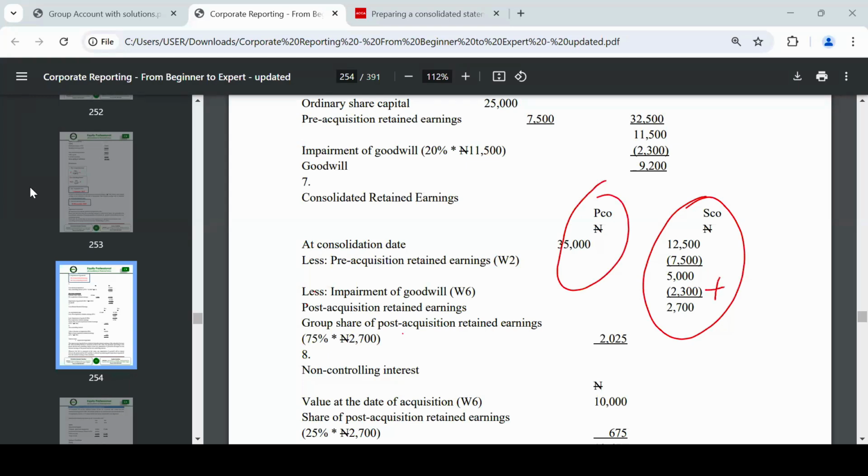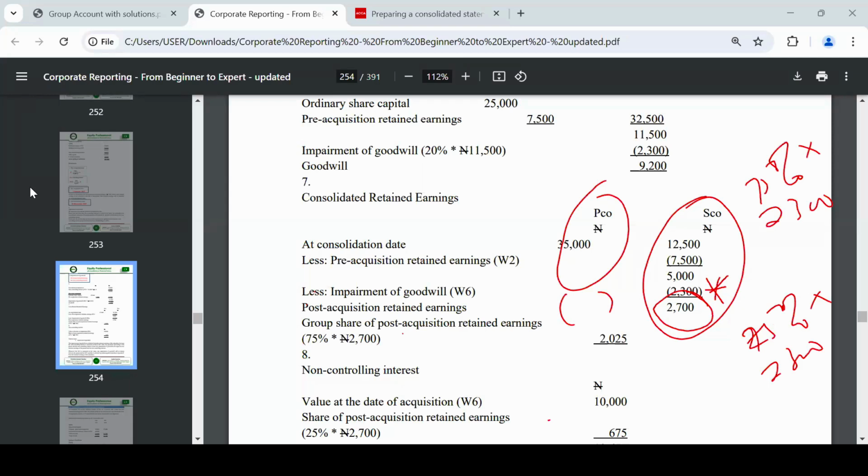We brought the 2,300 here, all right? So that by the time we are sharing the post-acquisition retained earnings, it will be an amount that has been adjusted for this goodwill that affects both PICO and ESCO. Or you can decide to take 75% of 2,300, come and deduct it under PICO, and take 25% of 2,300, come and deduct it under NCI.